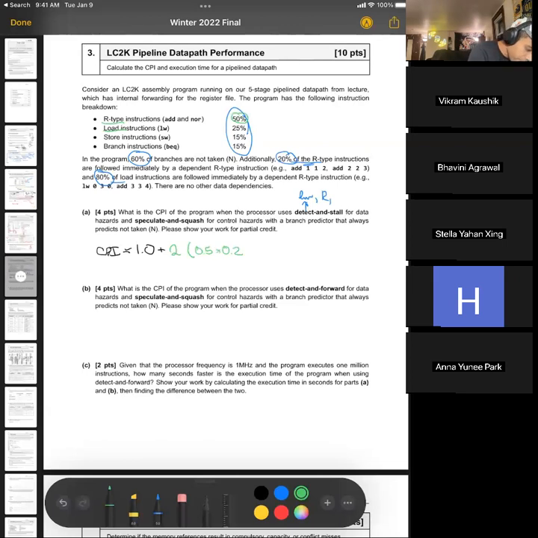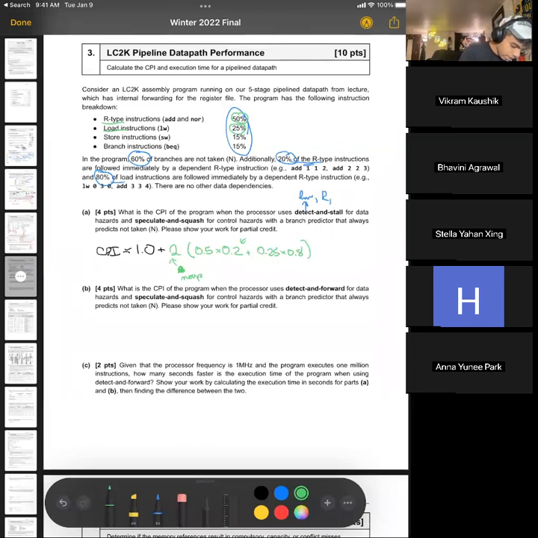Additionally, it says 25% of our instructions are load instructions, and of that 25%, 80% of those are considered to have an immediate dependent. If we add these up, this gives us the total proportion of data hazards. And if we multiply it by 2, that gives us the amount that this will affect the CPI. That 2 represents the 2 no ops using the detect and stall method.